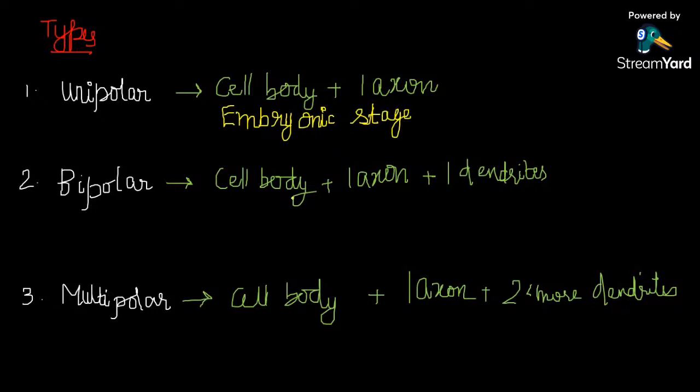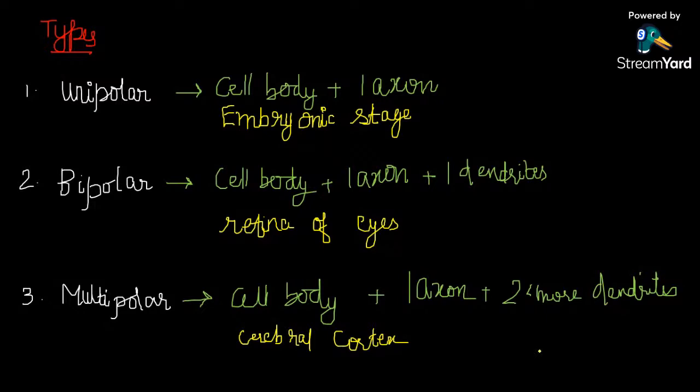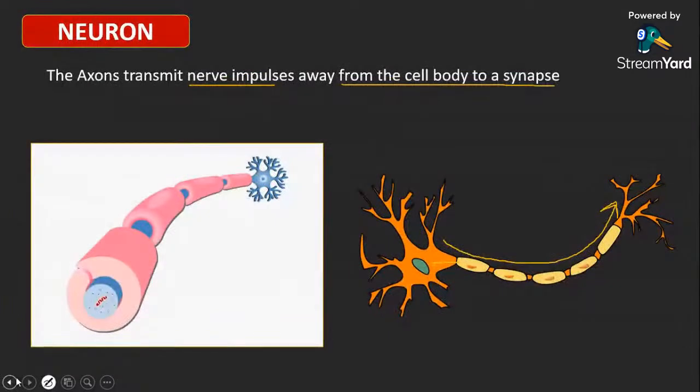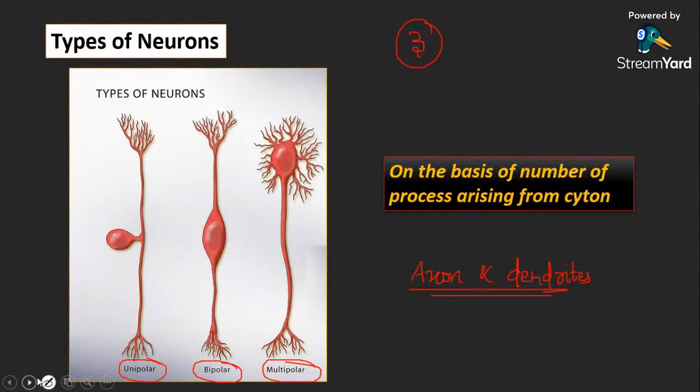Unipolar neuron is usually found in the embryonic stage. Bipolar neurons are found in the retina of the eye. Multipolar neuron is found in the cerebral cortex of the brain, the cerebrum. So these are the three major regions where you will find these types of neurons. So let's discuss one by one, guys.